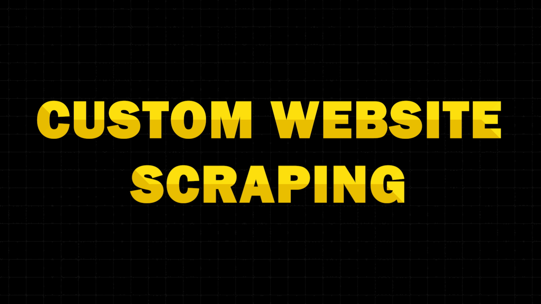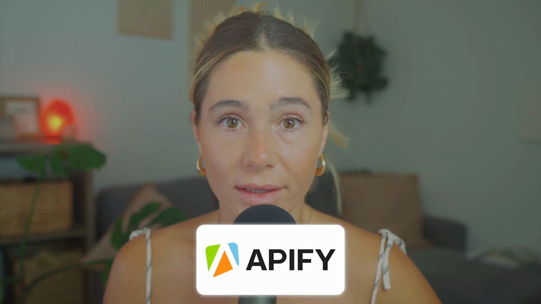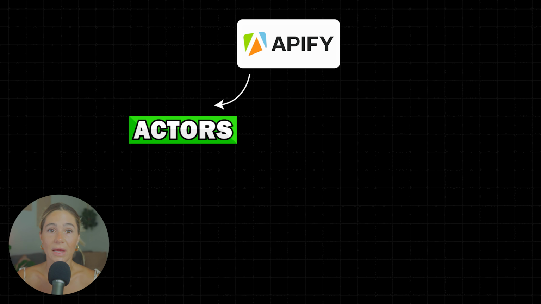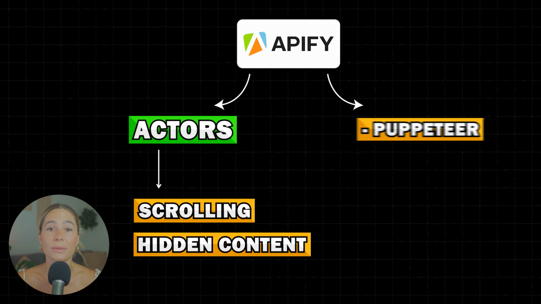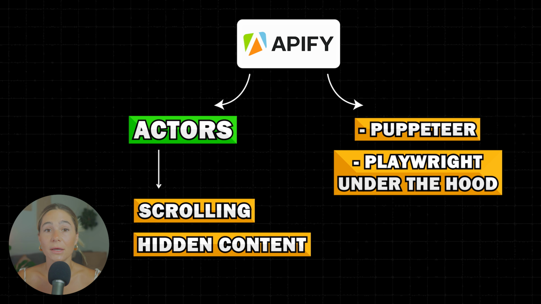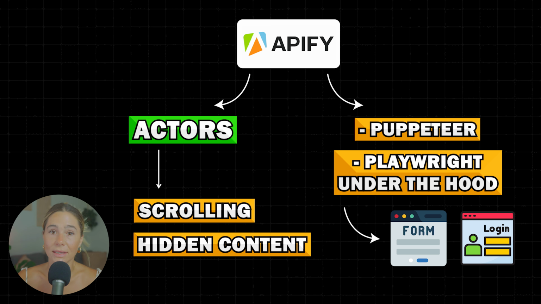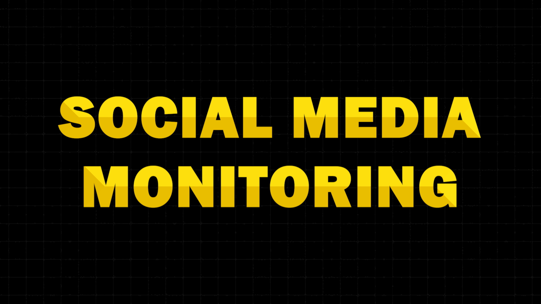Next is custom website scraping. If you need to scrape a website that doesn't have a public API or a pre-built tool, for example, a niche directory or a dynamic content site, Apify gives you far more flexibility. You can build actors that handle scrolling and hidden content, which PhantomBuster can't reliably do. Apify also supports Puppeteer and Playwright under the hood, meaning you can handle complex interactions like filling out forms or bypassing login flows.